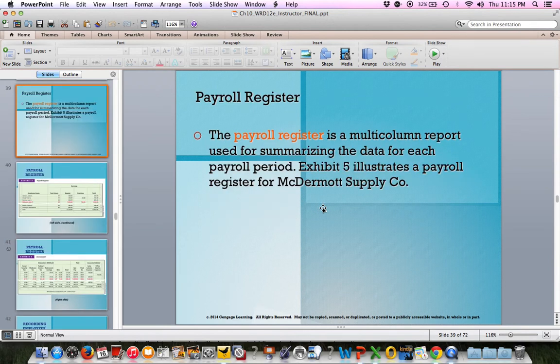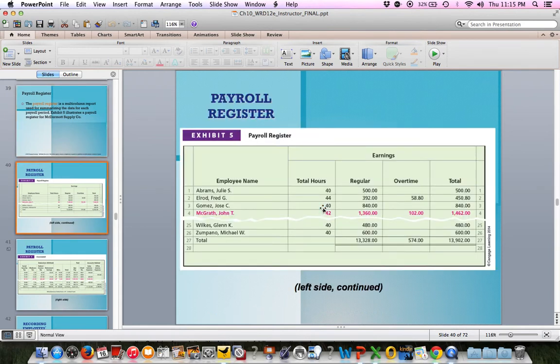And so a payroll register itself then is a multi-column report that summarizes data for each payroll period. So we've got an example here on the next slide for McDermott Supply, kind of just showing us a slice of it. We have employees here on this first column. And we've got Mr. McGrath right here in the purplish. He worked 42 hours this week. You can see what his salary was, his overtime rate, and then his grand total here. So several employees are working here for us. There was a grand total then of all these employees. The grand total of payroll for the week was $13,902.